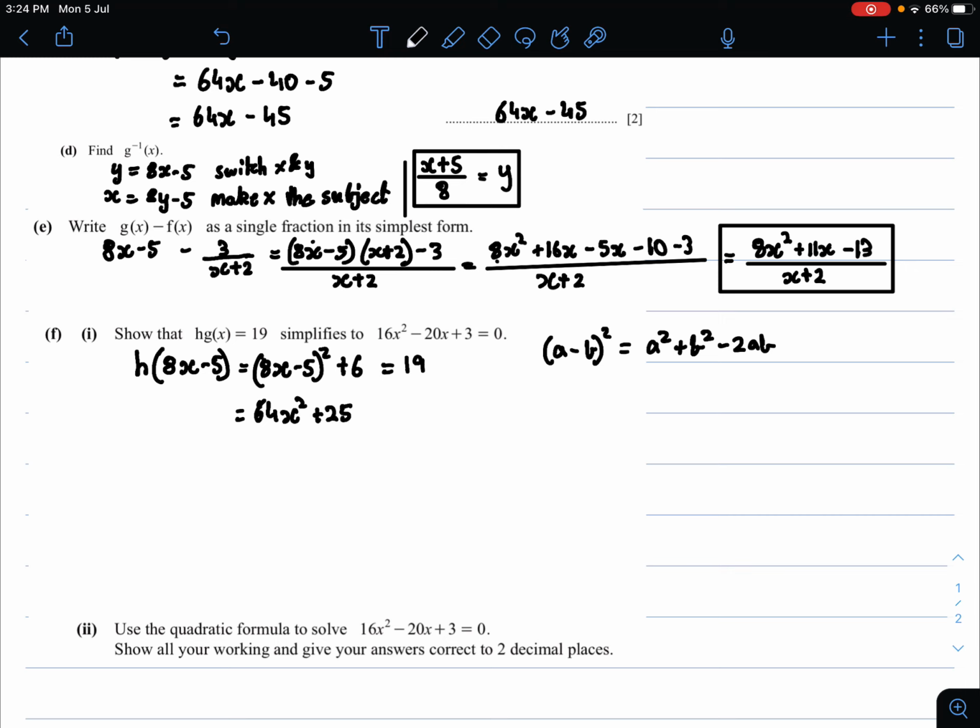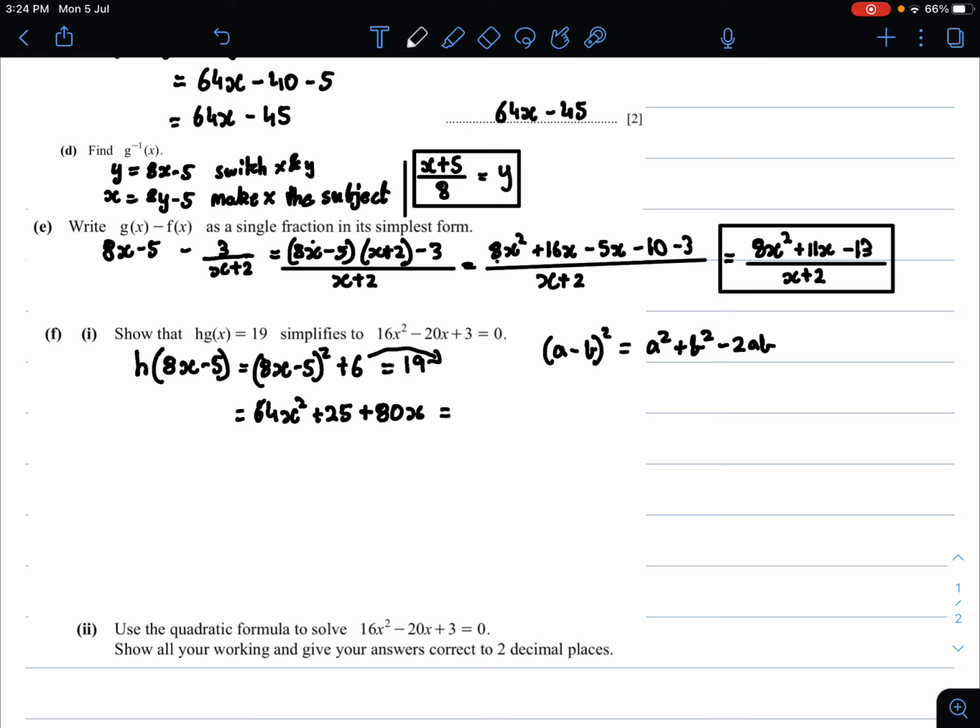Now again, minus 2ab as well, so minus 2 multiplied by the a term, which would be 8x, multiplied by minus 5. So we can simply do minus 16 multiplied by minus 5. Of course, it'll give us a positive answer. So that would be plus 80x is equal to, we can take the 6 to the other side of the equation.